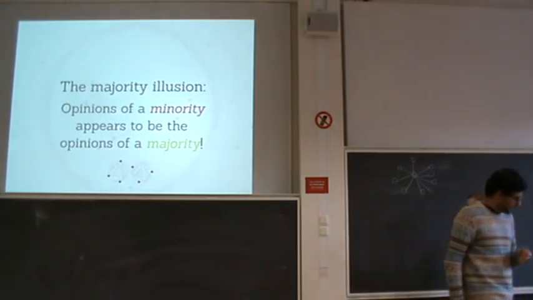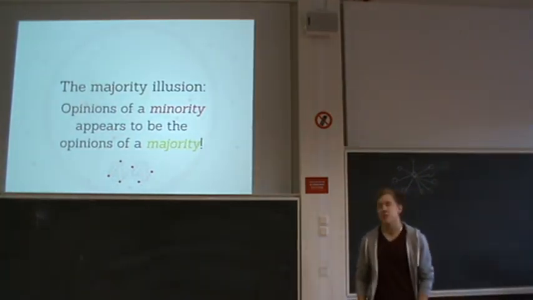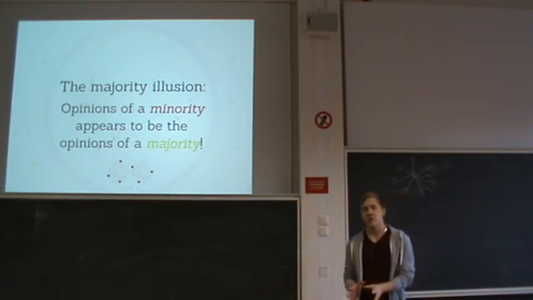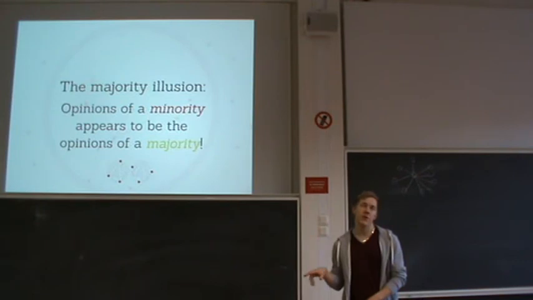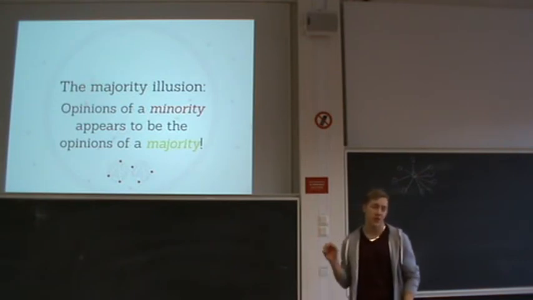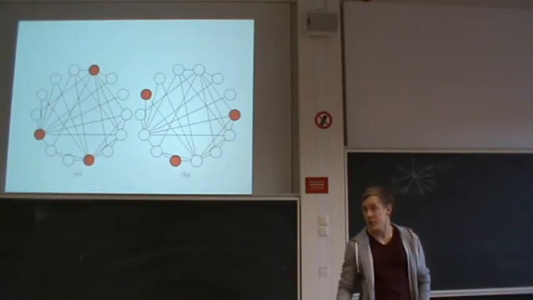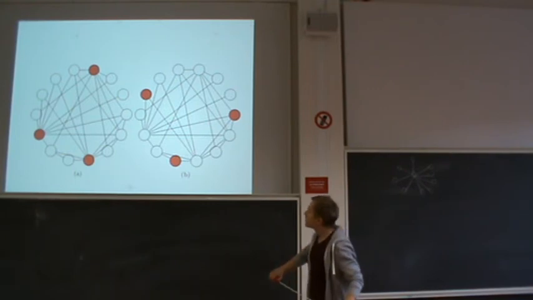Yes. So very much related to the friendship paradox, there is an effect which is known as the majority illusion. This is a property of a network in which the opinions or behaviors of a minority of the population appear to the people in it to actually be the opinions of a majority. And this might be a bit hard to grasp, so I'm also going to show it in this way.